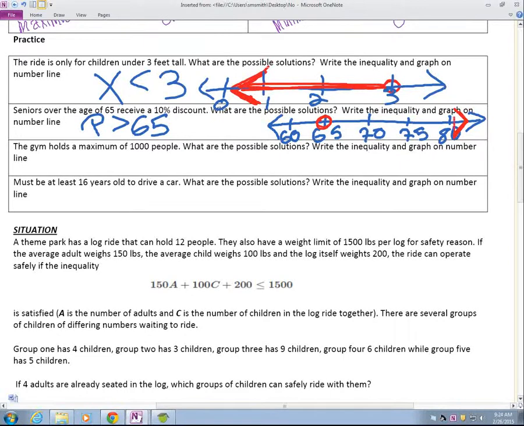So my arrow is going to be over here. It's going to look like the greater than symbol. And then, once again, my arrow is going to cover all these points. So everything that's covered in red falls into the people who get 10% off.